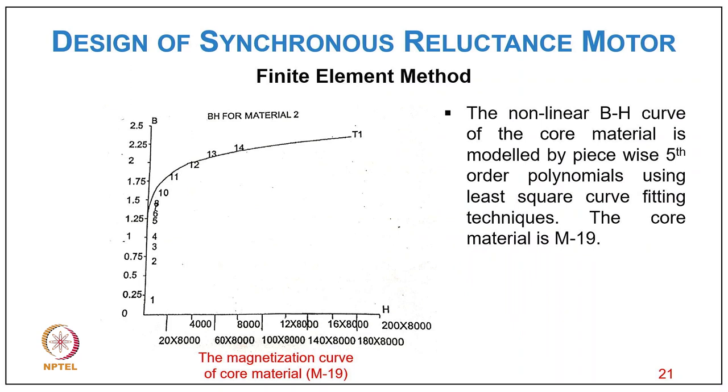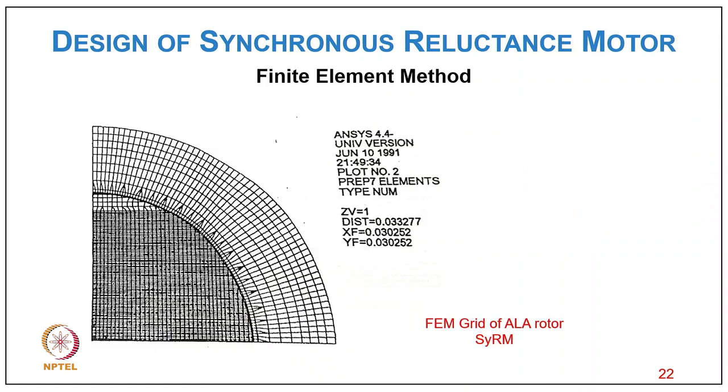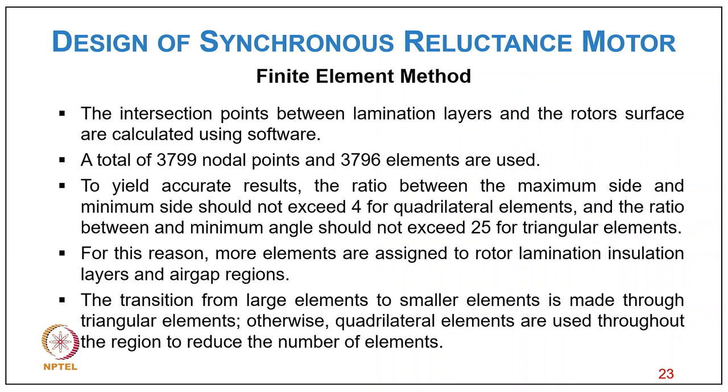So this is typically the BH curve of the material, showing flux density versus ampere conductor per meter for the core magnetic material M19. The nonlinear BH curve of the core material is modeled by a piecewise fifth order polynomial using the least square curve fitting technique, and you can see the final element grid of the ALA rotor synchronous reluctance motor with the different parameters.